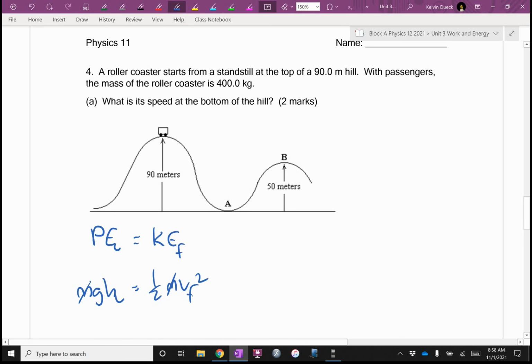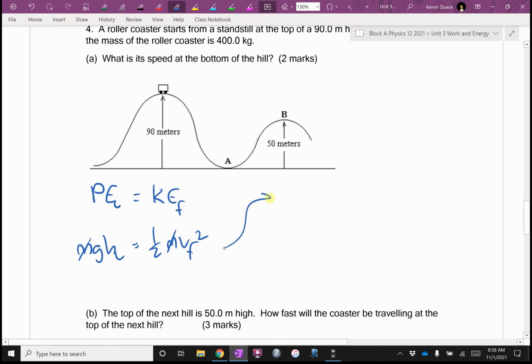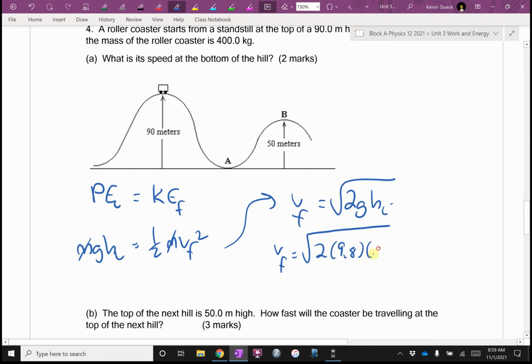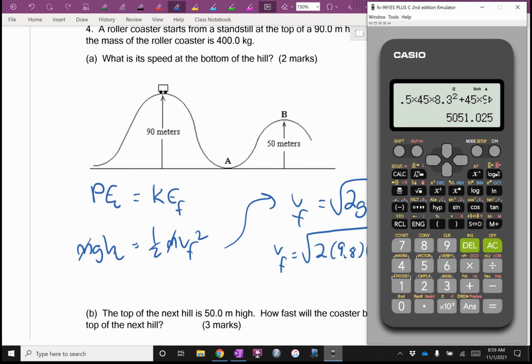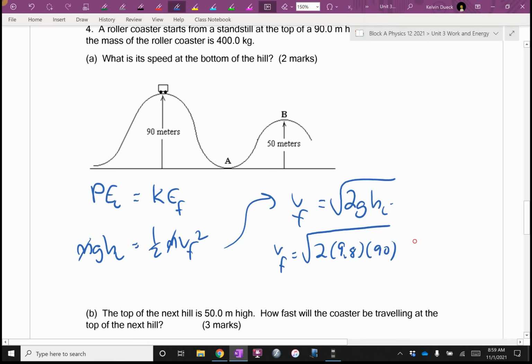Mass cancels. V final is going to be the square root of 2gh initial. It's going to be the square root of 2 times 9.8 times 90. Clear. Square root 2 times 9.8 times 90. Works out evenly, 42. Okay, I would give you probably half mark for that, half mark for that, half mark for that, and a half mark for the answers.